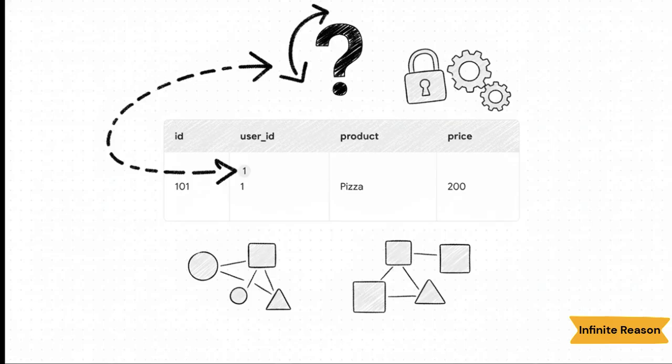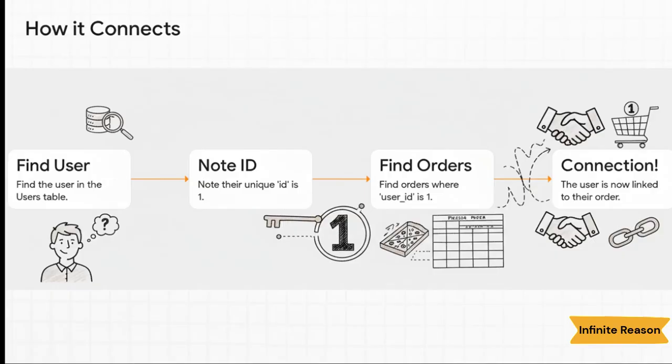It has its own ID, a product, and a price. But look closely at that user ID column. It has the number 1 in it. That is not a coincidence. That's our link. So how does this all work?